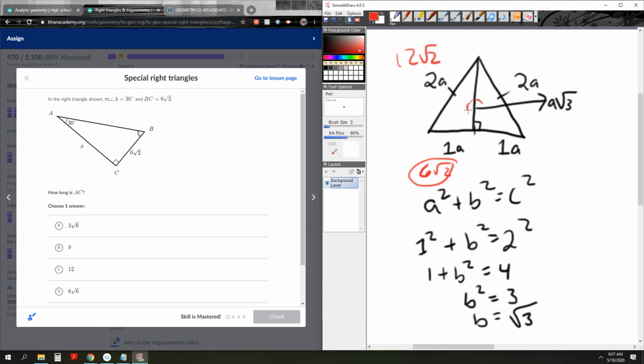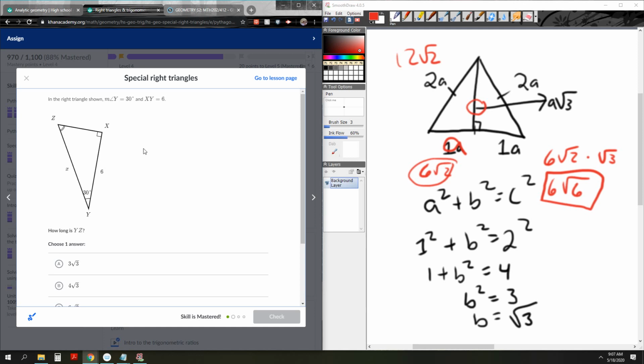Well, what about this side? Normally what we do is we take this side, which is normally just a, and we multiply it by the square root of 3. So we're going to do the 6 times the square root of 2 times the square root of 3. Well, that gives me 6 square root 6. This is the side length right here in a 30, 60, 90 triangle. And you'll see, looking over here, that's one of my options. So we're going to select that one and go to the next one.